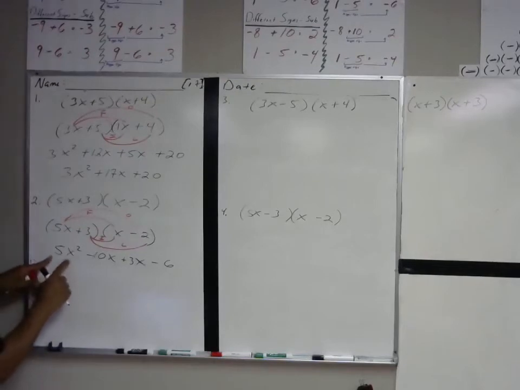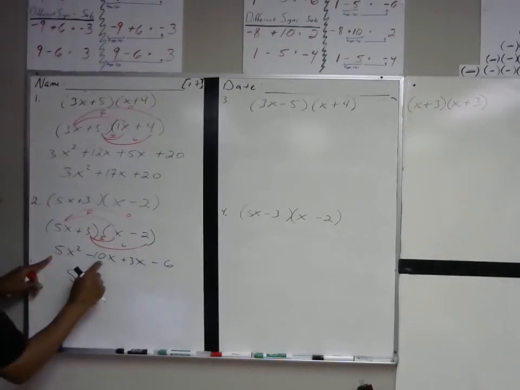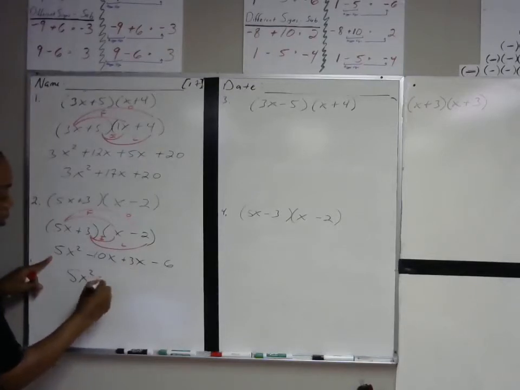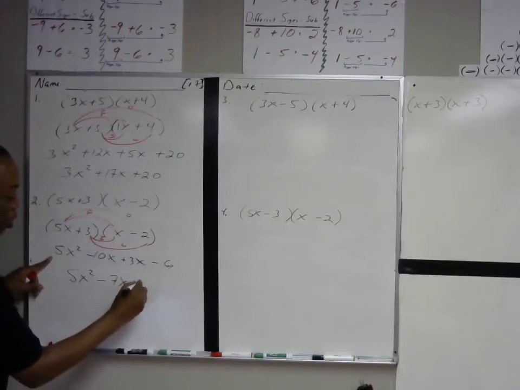Okay. There are no x squared terms to collect, so that remains 5x squared. The x terms, we can collect these two right here. Different signs, so the bigger sign wins, and different signs subtract. So negative 7x minus 6.